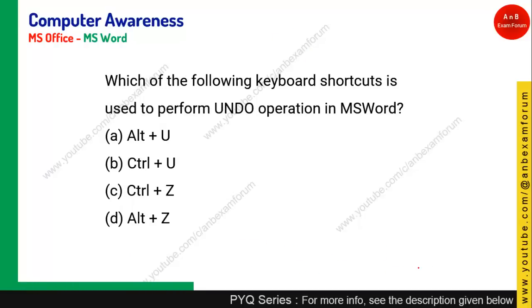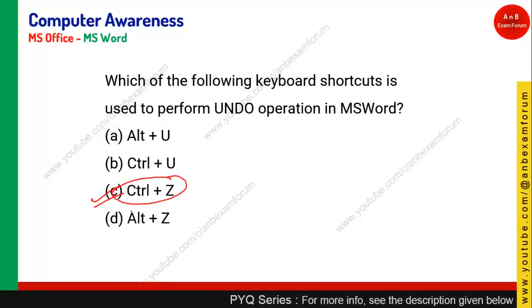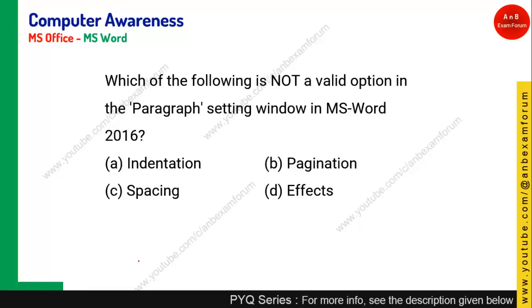Again, a similar question. What shortcut key is used for undoing an operation? We have seen many times it is Control plus Z, not Alt plus Z. Remember, not Alt plus Z. It is Control plus Z. So option C is the right answer for this question. Let's see who can give the next answer.